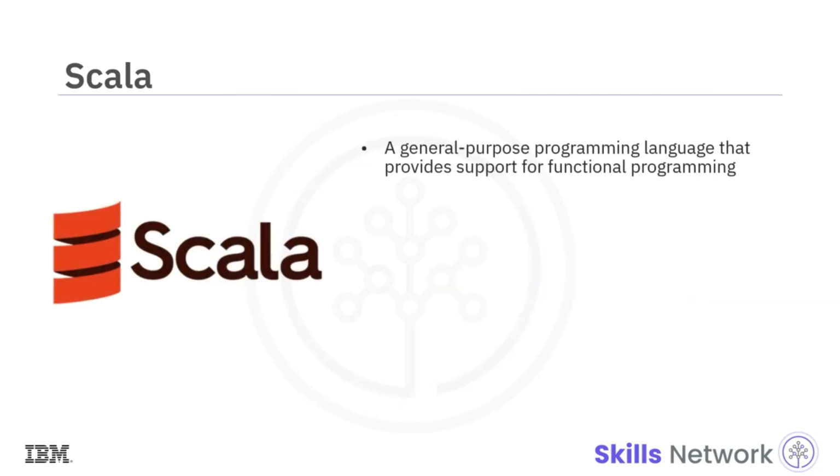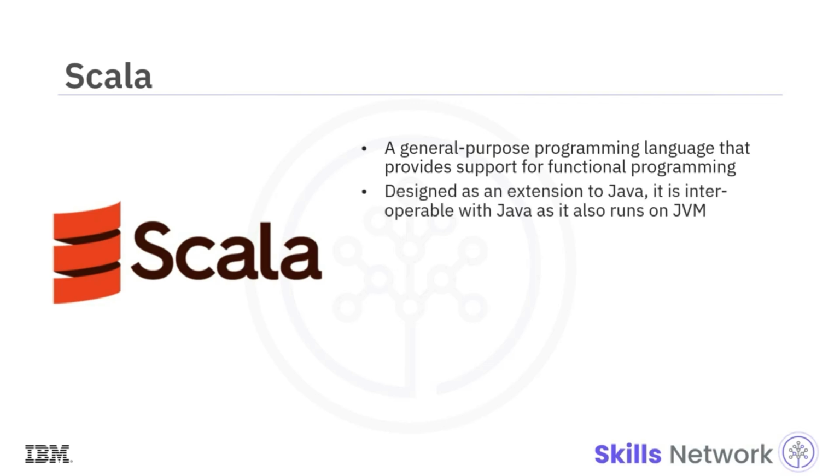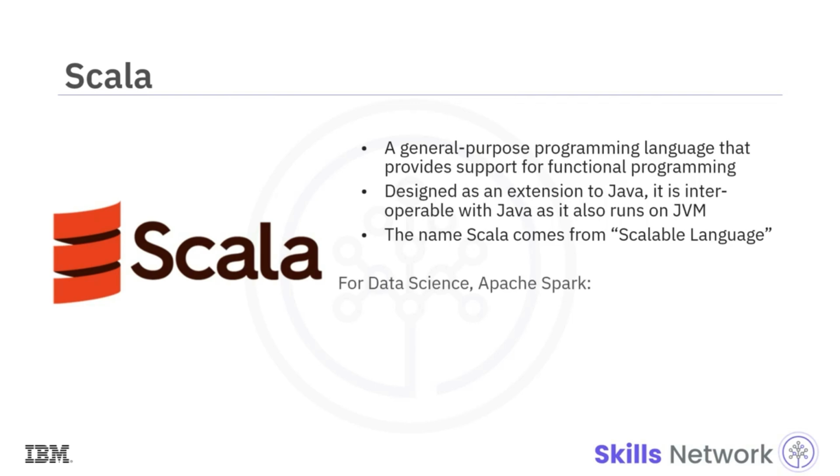Scala is a general-purpose programming language that provides support for functional programming and a strong static-type system. The Scala language was constructed to address the shortcomings of Java. It is also interoperable with Java as it runs on a JVM. The name Scala is a combination of scalable and language. This language is designed to evolve with the requirements of its users. For data science, the most popular program built with Scala is Apache Spark.